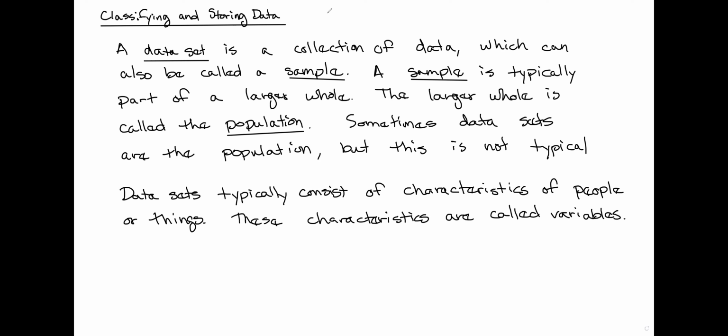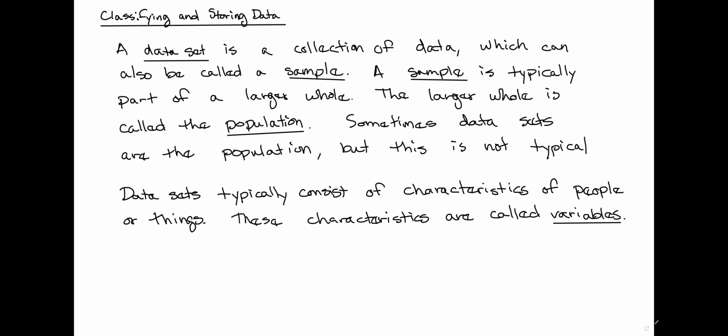So this is a different use for the term variable than, say, in an algebra course. In an algebra course, a variable is an unknown that you're solving for. In a statistics class, a variable is a characteristic of your data set.